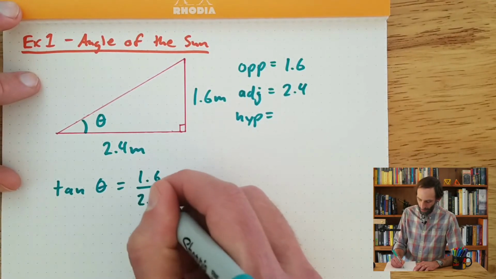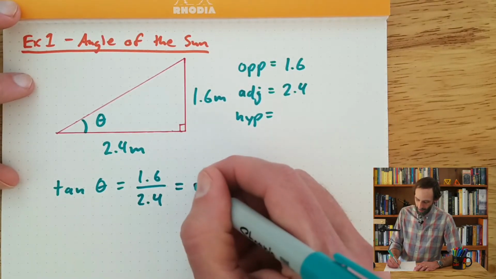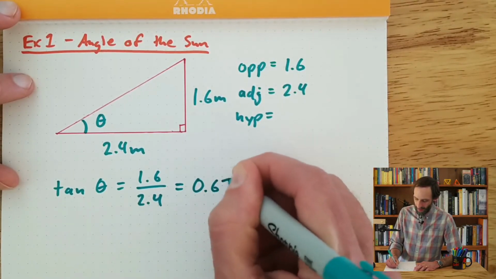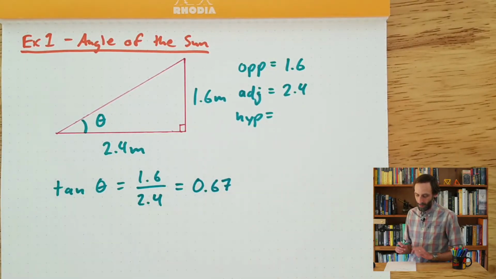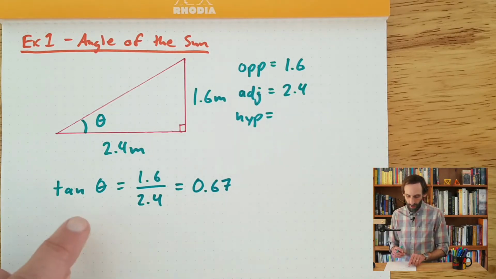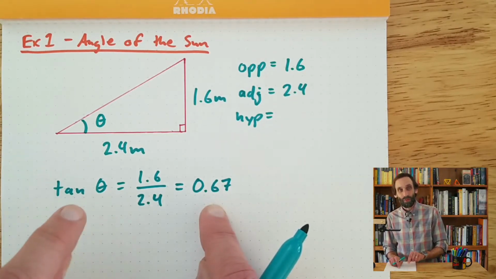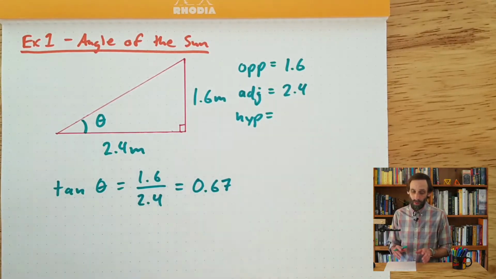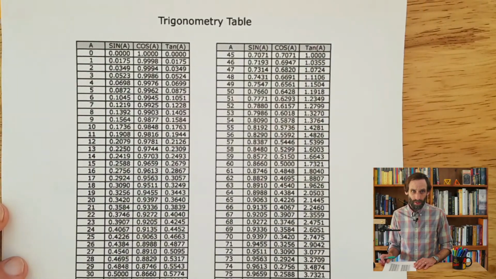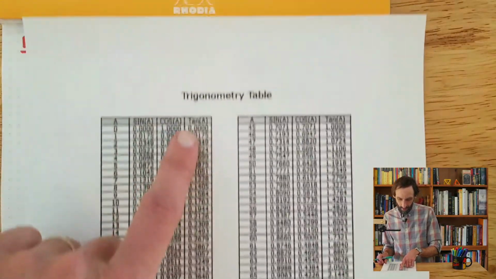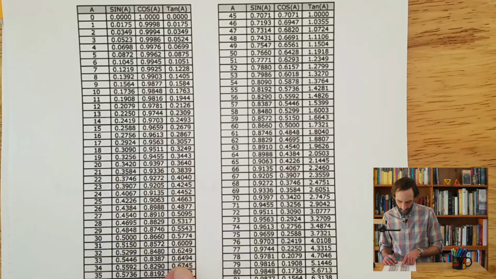adjacent, 2.4. Well, if I take 1.6, divide by 2.4, plug that in a calculator, I'm going to get 0.67 rounded to the nearest hundredth. It's actually 0.6 repeating, but this is what I get when I round it to the nearest hundredth. So if the tangent of theta is equal to 0.67, then what is the actual value of theta? What is the angle? Well, we can look this up in a table as we've done in the past. So let's see, here's my table, and I'll go to the tangent column, and I'll just go down until I see something that's around 0.67.